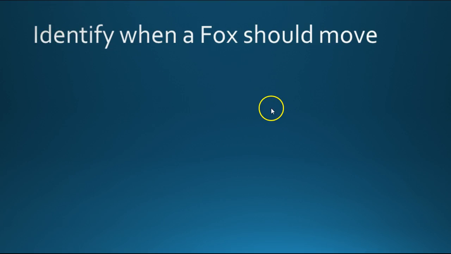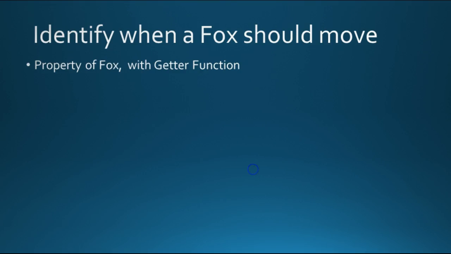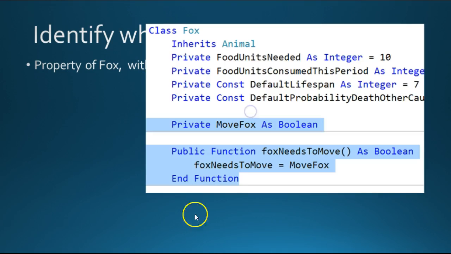Right, we now need to identify when a fox should move. And one of the nice things about OOP is that we can set it up so it looks really nice in the end, but it does mean that our code is split about a bit. So what we're going to do is create a property in Fox called MoveFox, and we're going to have a getter function.